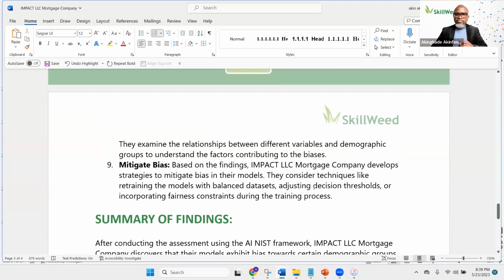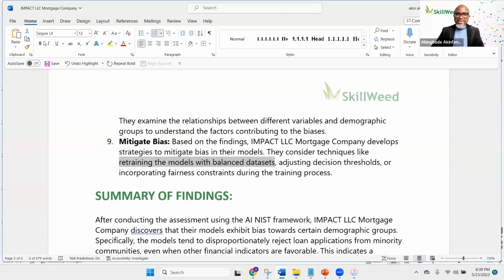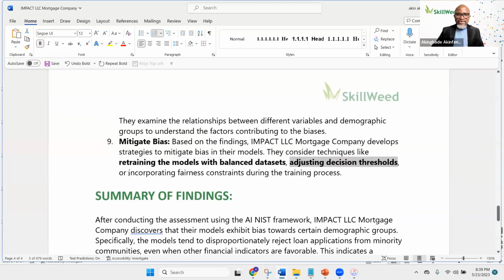All right. Look at the mitigation we are talking about now. This is getting real, people. We are talking about retraining the models, adjusting decision threshold, or incorporating fairness constraint during the training process. So we are saying, as you are training your AI model, we are analyzing and making sure fairness constraints is included in the training model, right?